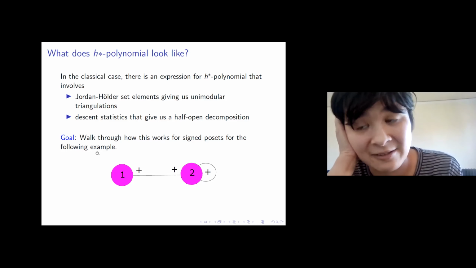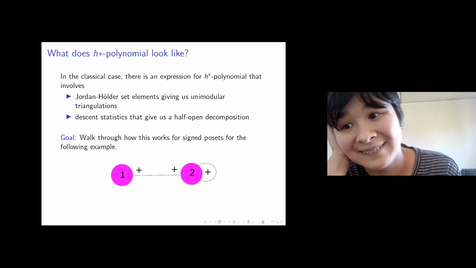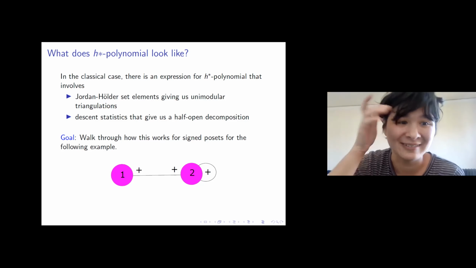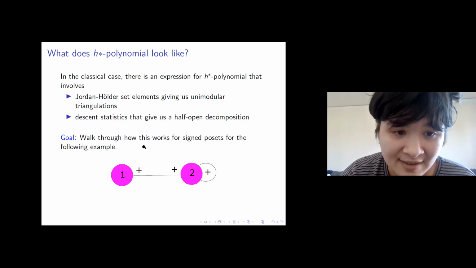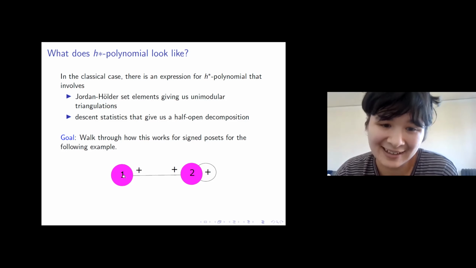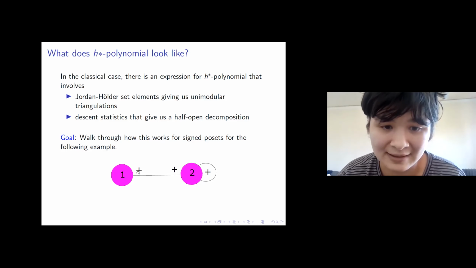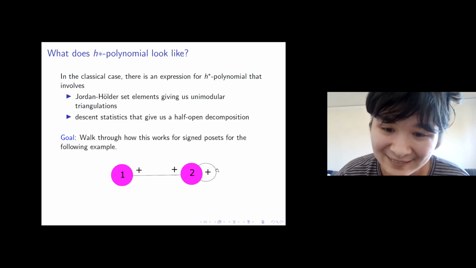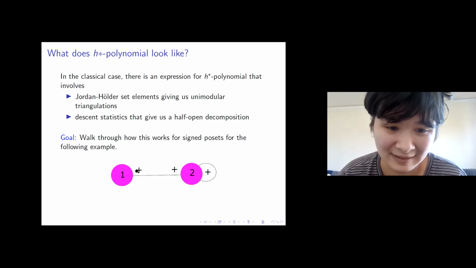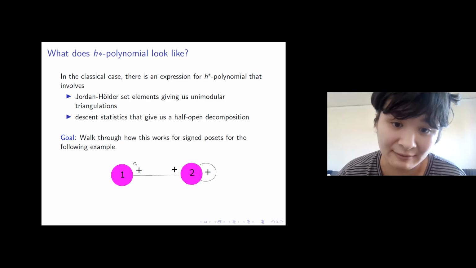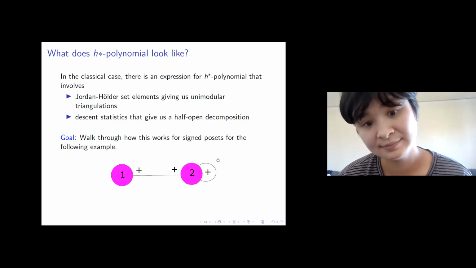So I'm going to walk through how this works for signed posets. And if you're interested in how this works for classical posets, let me know and I can refer you to a reference. So this is the running example we're going to use. We're going to use this signed poset, and I'll show you a picture of the polytope later. We just have two elements in the root system: E1 plus E2 and then E2.